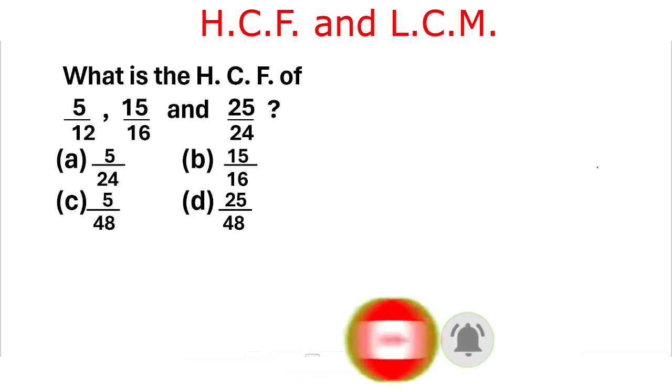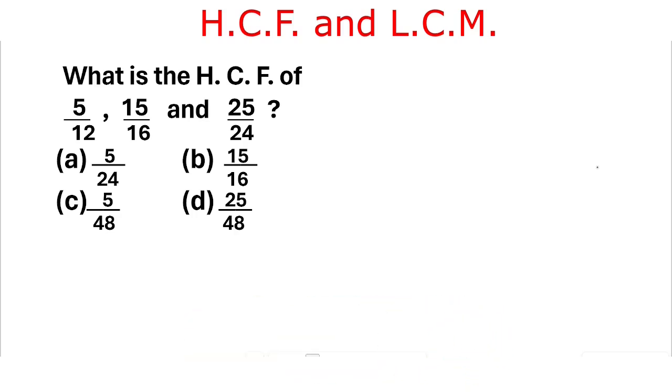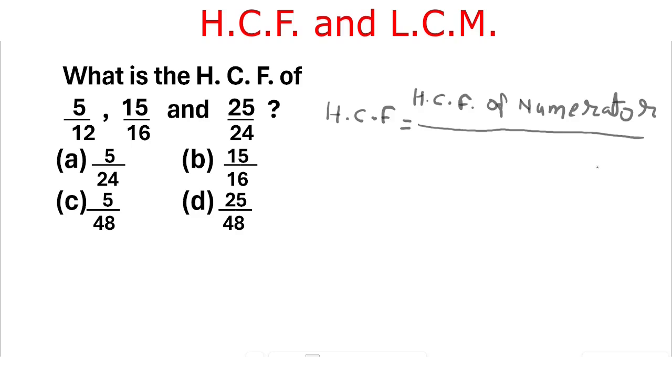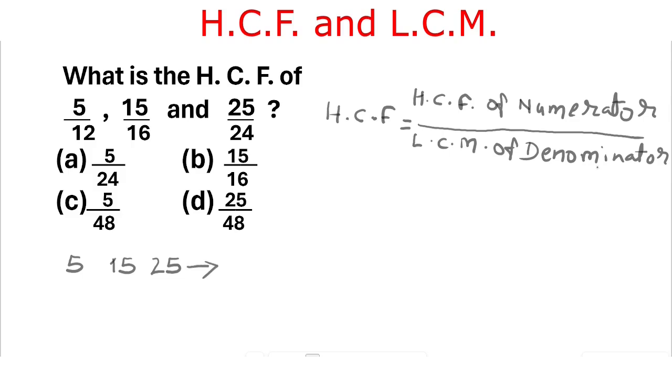For finding the HCF of fractional numbers, our formula is HCF equal to HCF of numerator upon LCM of denominator. So we have to find the HCF of numerator. The numerators are 5, 15 and 25. The HCF of these three numbers is 5.